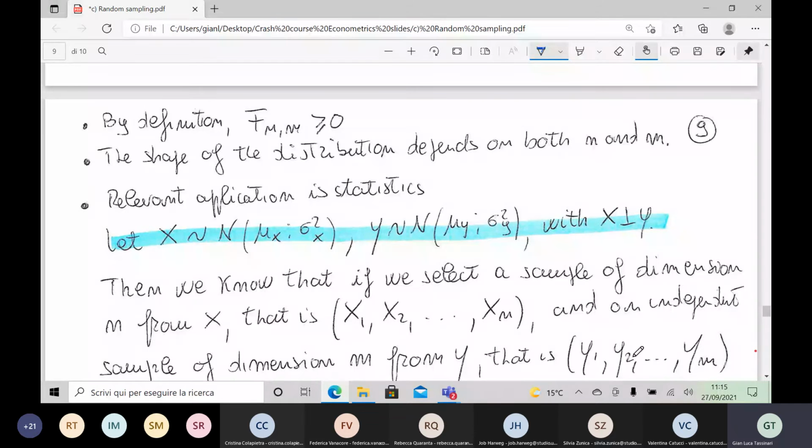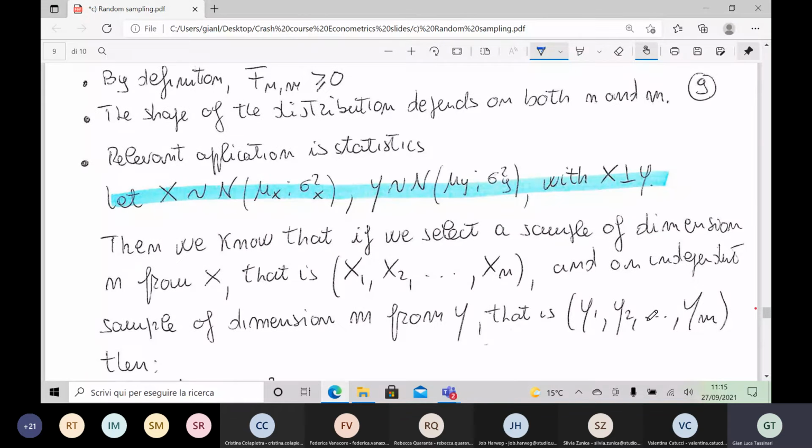They could also be equal, but I want to be general. So you know that this is what? A random sample from this population. This is a random sample that you want to select from this population. A random sample, remember, is a vector of n independent and identically distributed random variables distributed as the population.